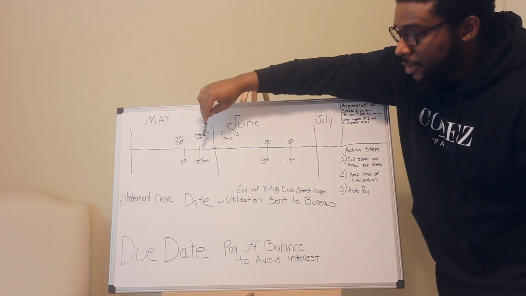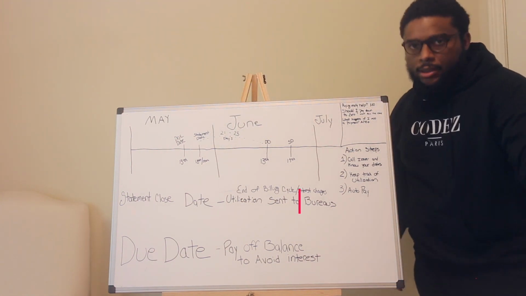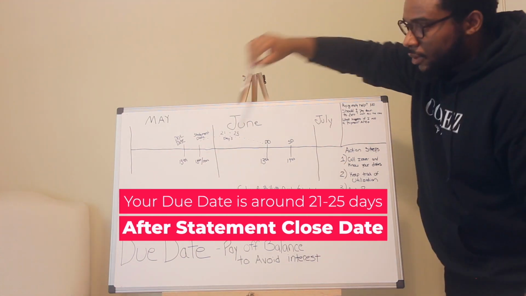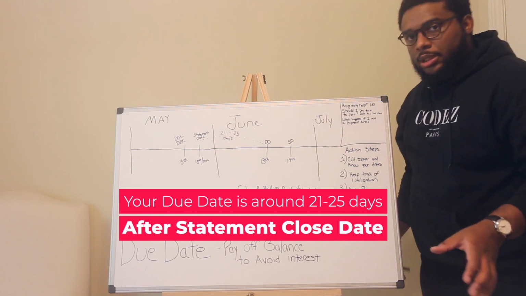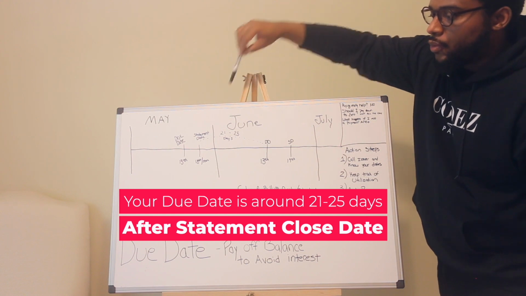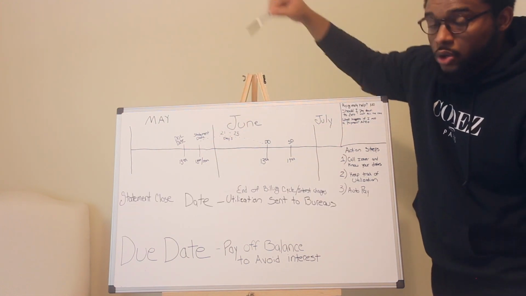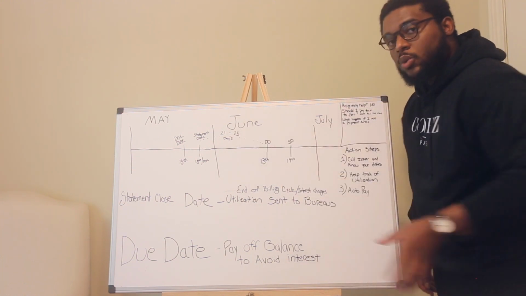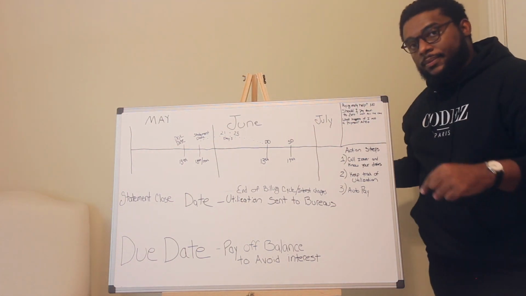And then they send me a statement in the mail or they email it to me, whichever one you're usually accustomed to. Most people have about 21 to 25 days from the time that they close down that billing cycle to go ahead and pay it on the following month.